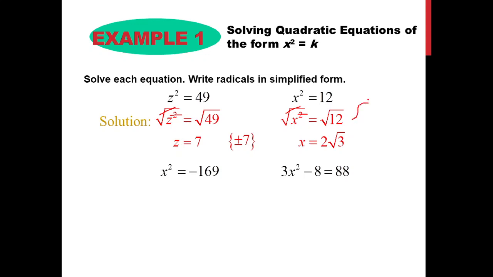And with this, you can factor 12 as 4 times 3, wherein 4 is a perfect square. The square root of 4 is 2, and since 3 is already a prime number, it will go back to the radical sign, giving us the final answer as the value of x is equal to plus and minus 2 square root of 3.